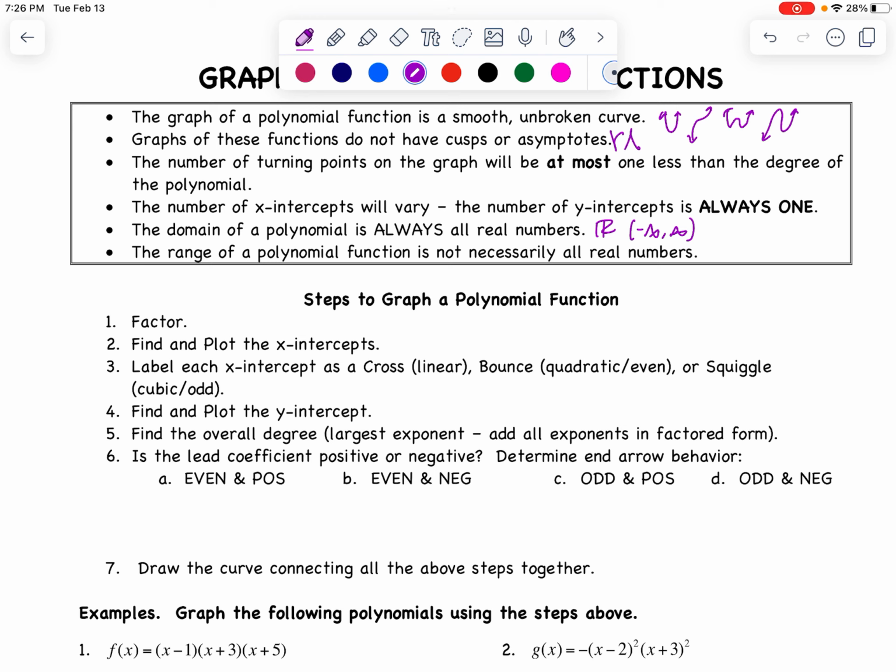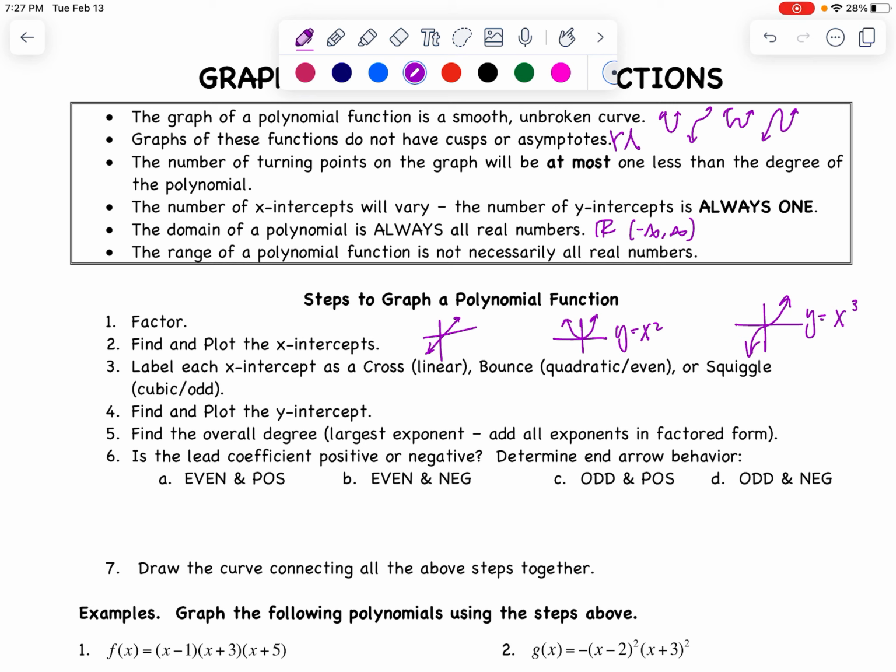The third one is to label each x-intercept as a cross, which is just a linear function, right? Looking like that. A bounce, which is a quadratic, so that would be like your y equals x squared function. Or a squiggle, which is just your cubic function, y equals x cubed. Okay? So when we're graphing these, we have to look at the x-intercepts when determining if it's going to be a cross, a bounce, or a squiggle.